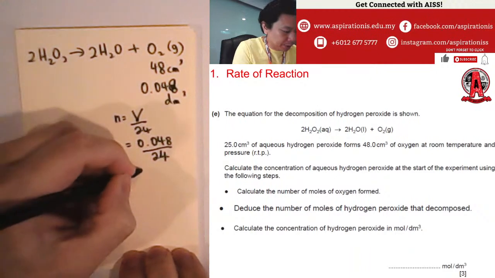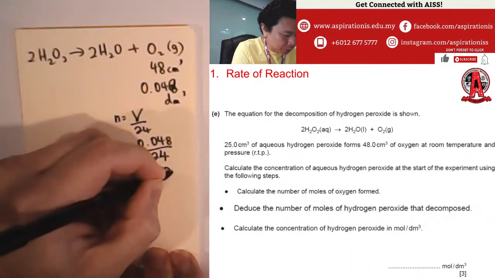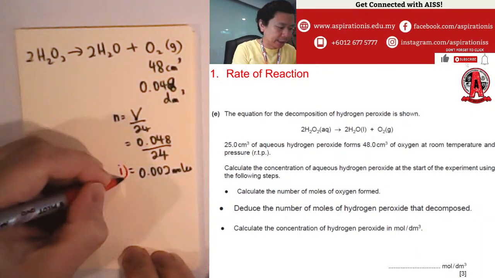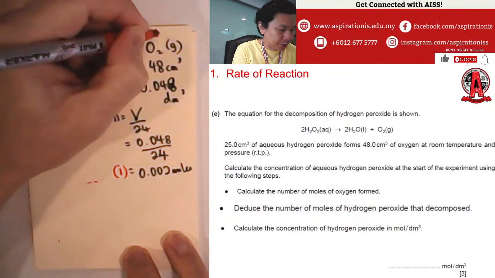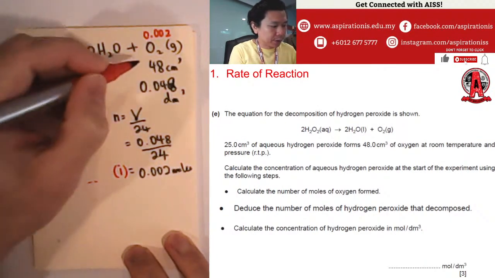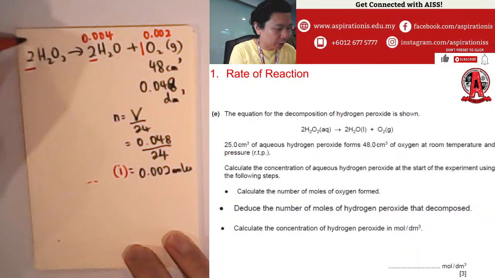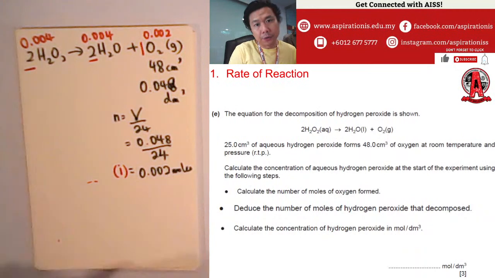Okay, so you're going to get 0.002 moles. Do you all follow so far? So this is the first answer. So this is 0.002 moles. So this is 1 and this is 2. So immediately you know this is 0.004 and 0.004 respectively. Do you all understand so far? Let me know if I'm doing something wrong or you don't understand.